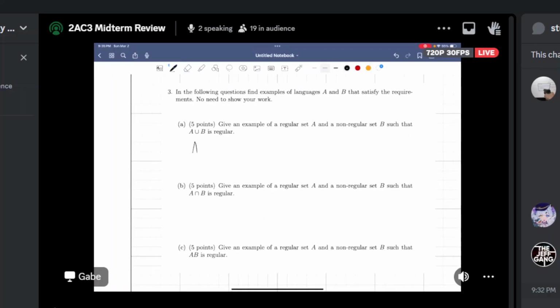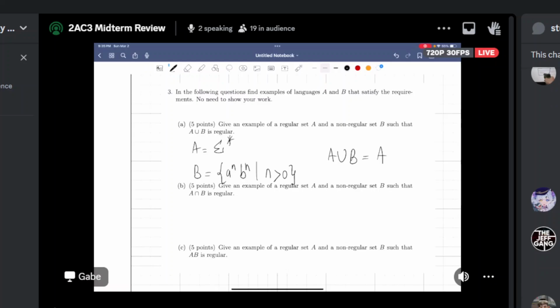So over here, we'll just do A is equal to sigma star. This is just a very simple example. B is equal to something that's non-regular. You should remember at least a couple of examples. The A^n B^n language is my go-to for sure. So A or B is just A, because A is already everything. You cannot add anything more. B has to be a subset of A, correct? Yeah, that is correct.